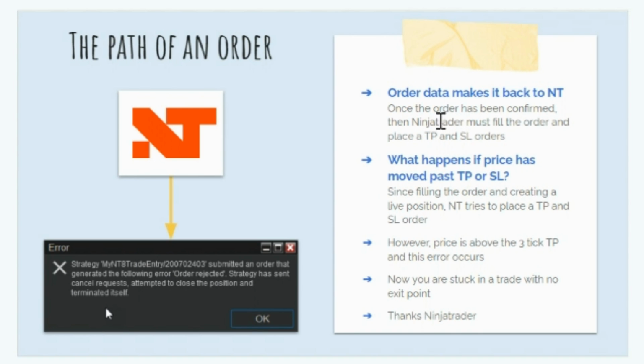Okay, so once the order is confirmed, it goes back and has to put in your TP and your stop loss. So what happens if it moves past the TP? Well, it tries to place your TP a number of times. It doesn't just do it once. There is a number of times it does it.